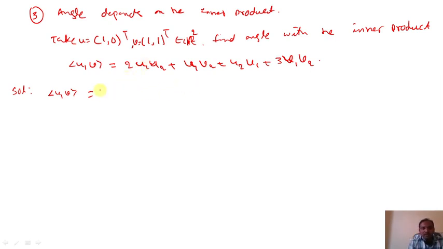See now here, 2 into u1 u2: u1 is 1, u2 is 0, that is 1 into 0, 0, plus u1 v2: u1 is 1, v2 is 1, that is 1 into 1, 1, plus u2 v1: u2 is 0, with 0, plus 3 into v1 v2: v1 v2 is 1, that is equal to 1 plus 3, 4. And norm u.